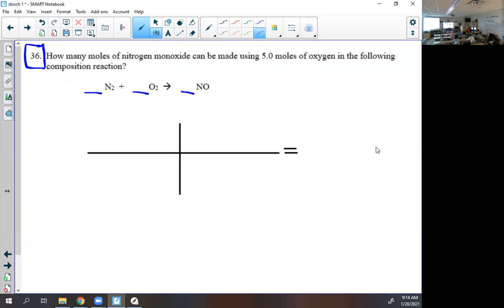What's that? How many moles of nitrogen monoxide? So that's NO. So it wants to know moles. Yeah, the oxygen is the O2.